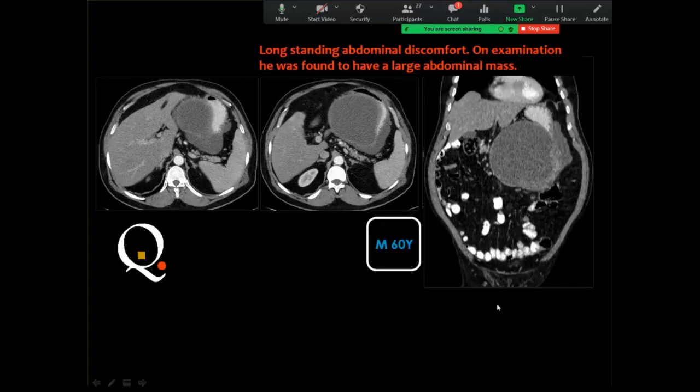This is a male patient, 60 years old, with long-standing abdominal discomfort. On examination, he was found to have a large mass in the abdomen.